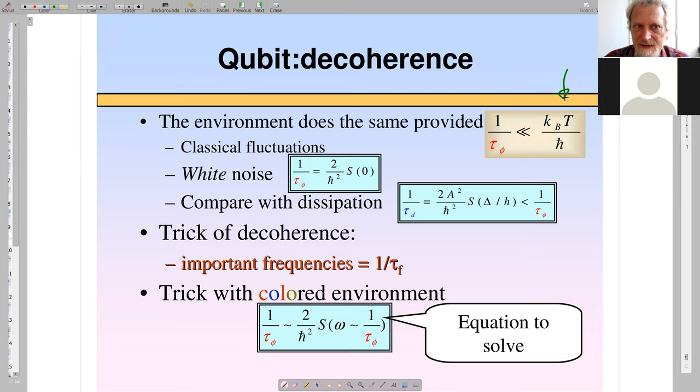Inverse dephasing time should be of the order of frequencies involved. And that also implies that the inverse dephasing time, or dephasing frequency, I can say, should be smaller than temperature. If it is otherwise, something goes very wrong. The dephasing is too large. And we will see an example when it really goes wrong and there is no quantum mechanics remaining. So we should keep to this.